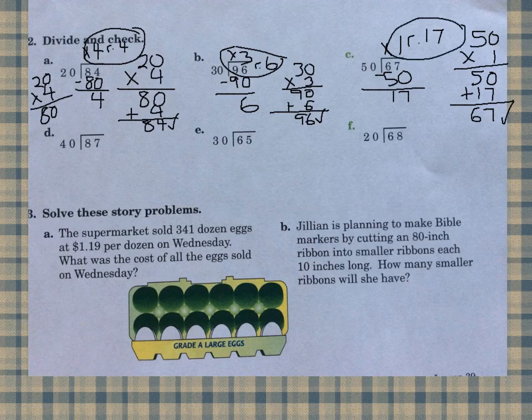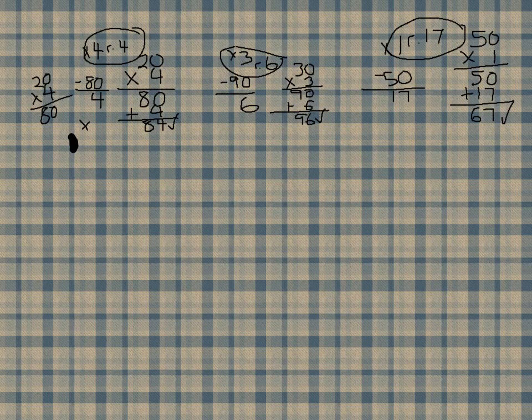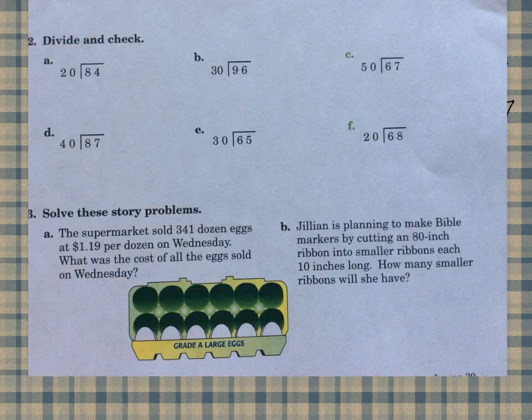40 does not go into 8, but it does go into 87, so our first number will be there. To figure out how many times it does, we're going to cover our last numbers and ask ourselves. Oops, I need to backtrack here. And we'll go ahead and ask ourselves, how many times does 4 go into 87? Nope. How many times does 4 go into 8? It goes in 2 times. So we'll try a 2 here.